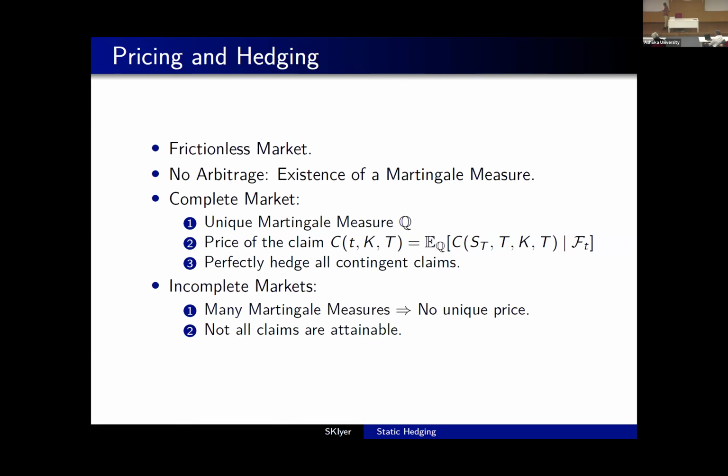A market is said to be incomplete, which is typically the situation in real markets, if there are many martingale measures, and so there is no unique price. In this case, not all claims are attainable, so you cannot perfectly hedge the claims.